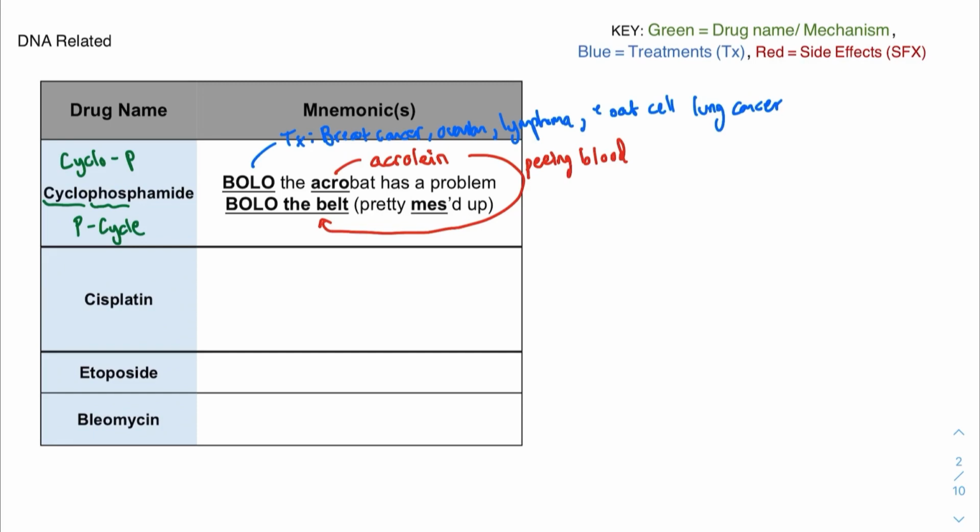But additionally, in parentheses, the pretty messed up is in relation to Mesna being used to treat issues with acrolein toxicity. So Bolo the acrobat has a problem below the belt. So Bolo for the types of things that it treats, acrobat for acrolein, below the belt as in you're peeing blood, and pretty messed up as in you're using Mesna to treat.